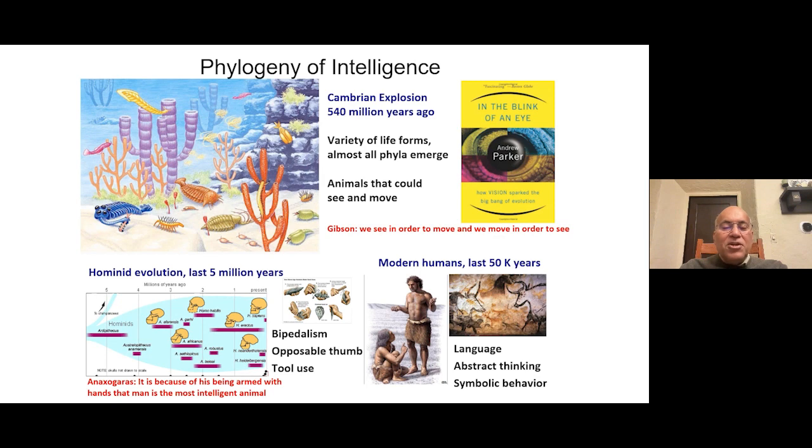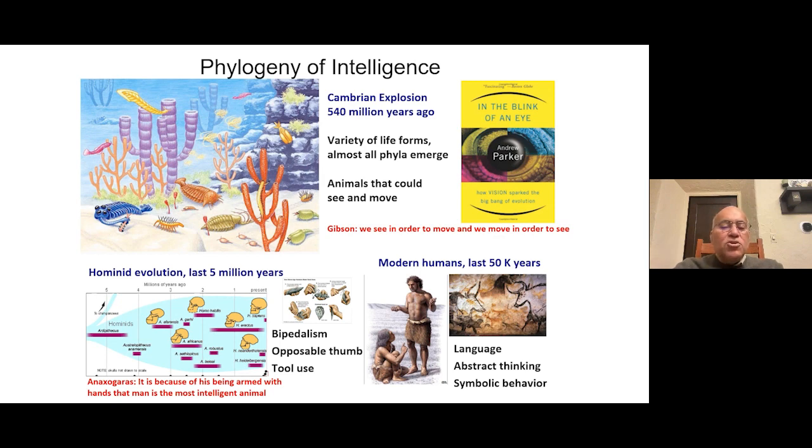Because what's the benefit of moving? It's that you can go and find food in different kinds of places. But it doesn't help you to be able to move if you don't know where to move to. And that's where vision comes in. So there's this famous line from Gibson: we see in order to move and we move in order to see. And it's been argued that this centrality of vision and locomotion coupled together is what enabled a very rapid evolutionary advance in the so-called Cambrian explosion.